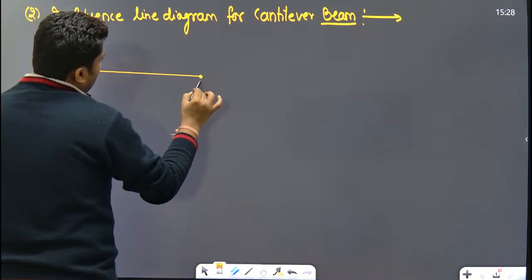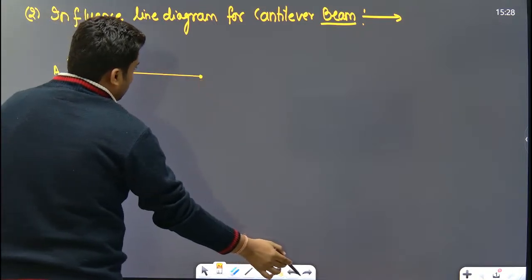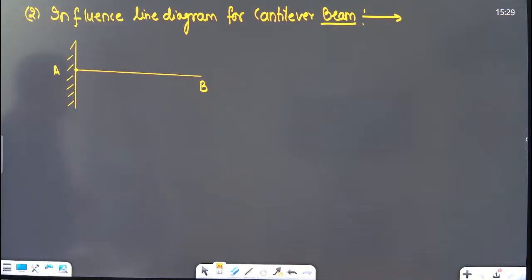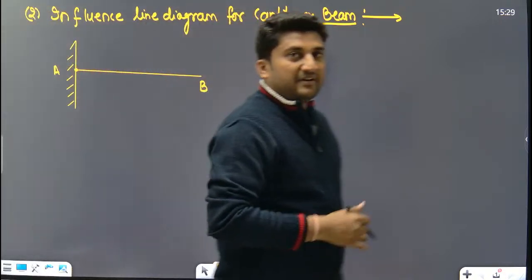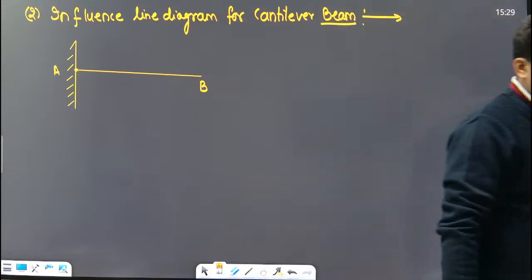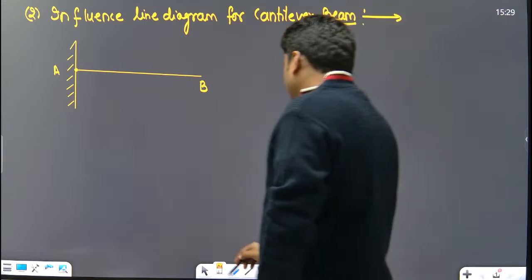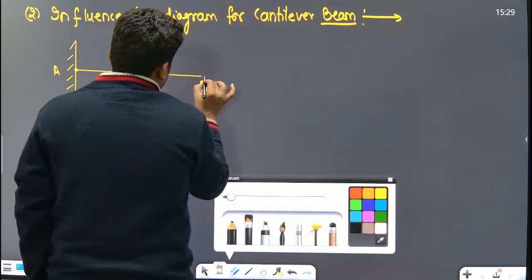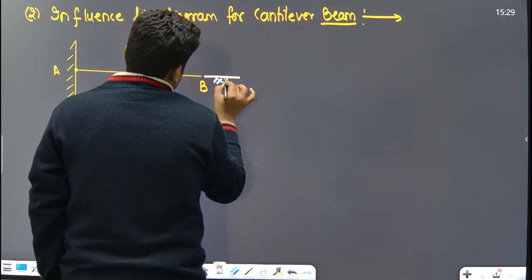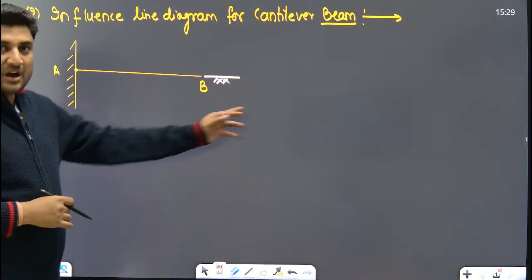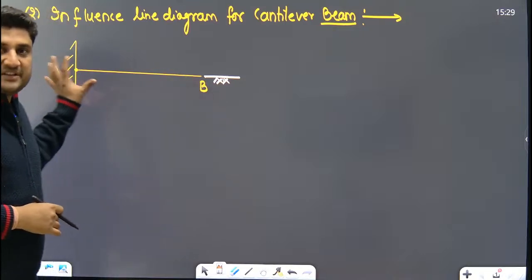So how many support reactions can develop at the fixed end? Three support reactions can be developed at the fixed end: one moment, one Fx, one Fy. Yes or no? Clear? This is the ground. This is the cantilever beam, fixed at A.